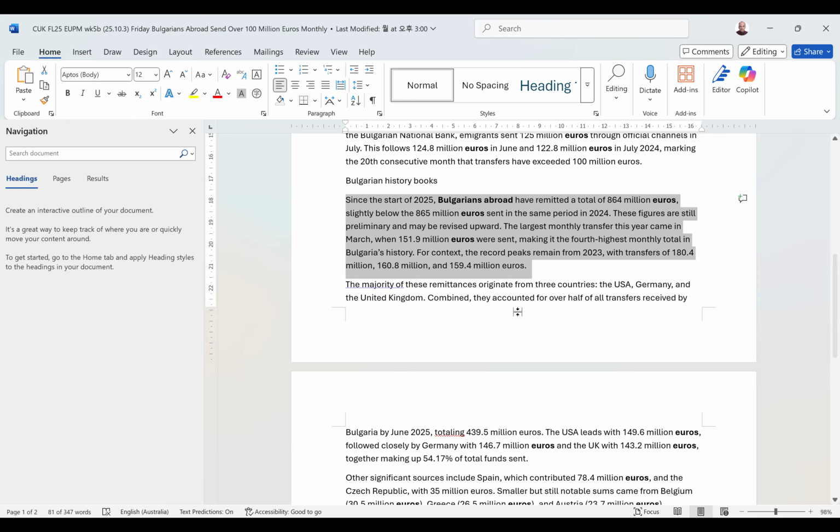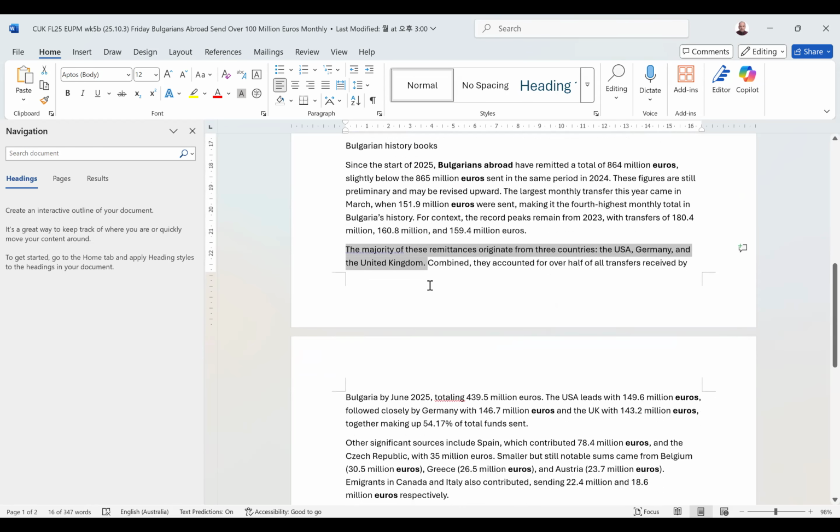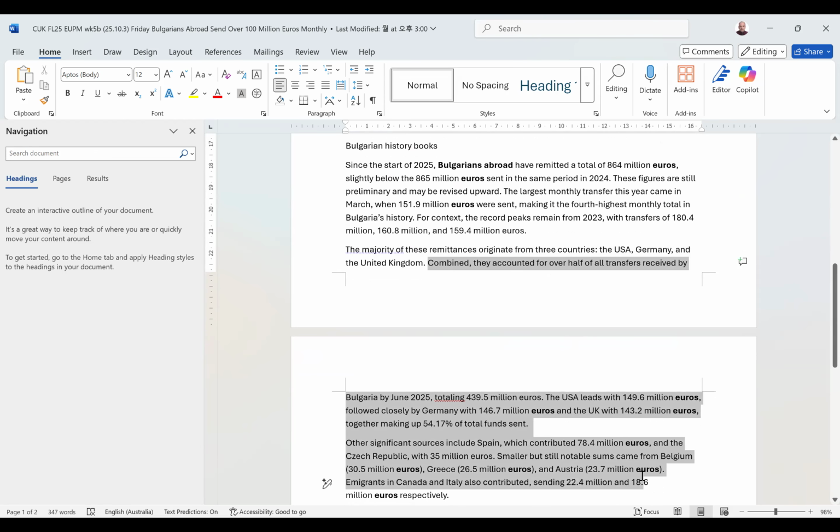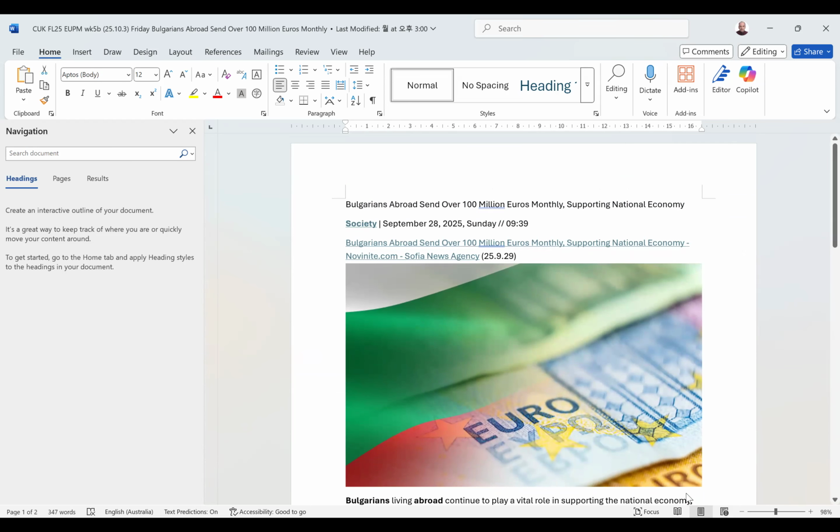It says the majority of these remittances for Bulgarians originate from three countries: Bulgarians in the United States, Germany, and the United Kingdom. All right, and it says combined, they accounted for over half of all the transfers received by Bulgaria by June 2025. And other sources include the Czech Republic, smaller but still notable sums come from Belgium, Greece, Austria, and of course, immigrants in Canada and Italy and so on. Just to show you again how important this single market is also for free movement of labor.